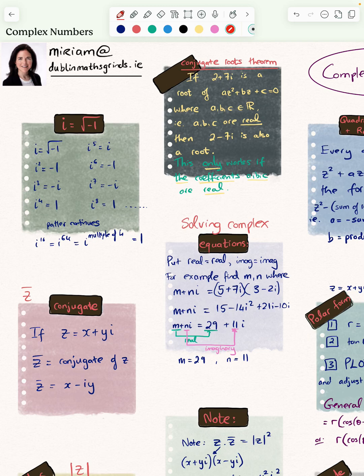So first of all, i is the square root of -1. This is the first time we're able to take square roots of negative numbers. The powers of i form a sequence.